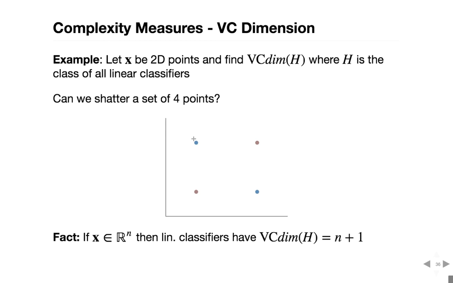So in fact, this was just in 2 dimensions. If you went up to 3 dimensions, then a linear classifier would give you hyperplanes, and you can ask the same kind of questions. And in fact, you can prove that if your training examples are in R^n, so they're vectors of length n, a linear classifier will have VC dimension of n plus 1.